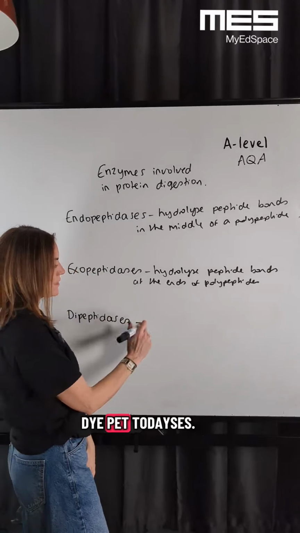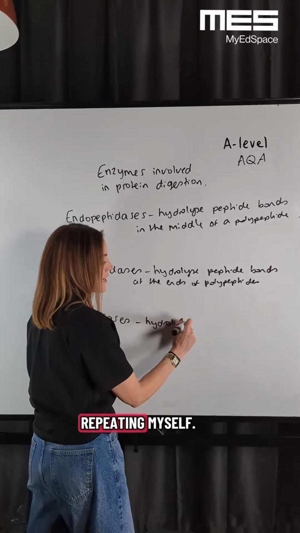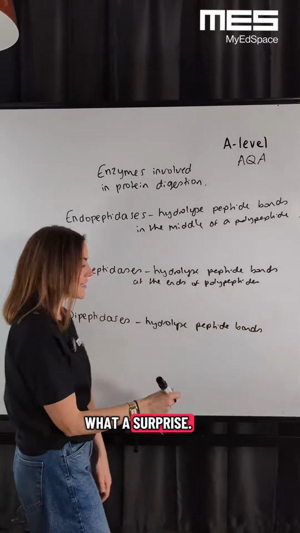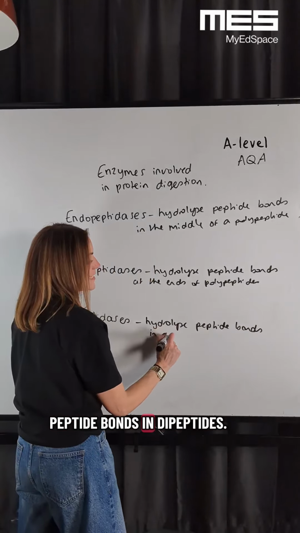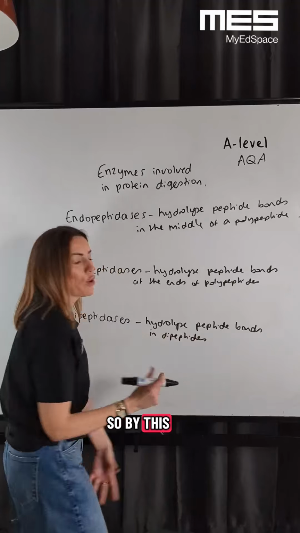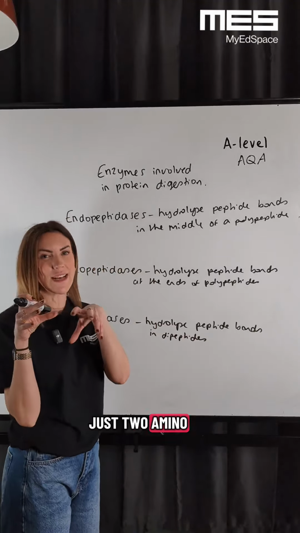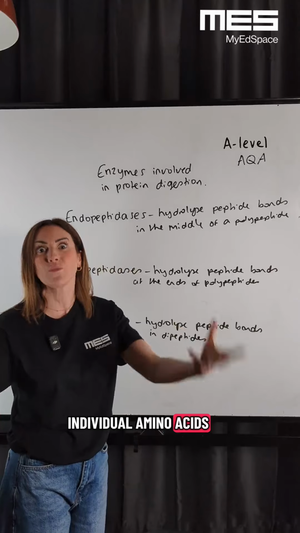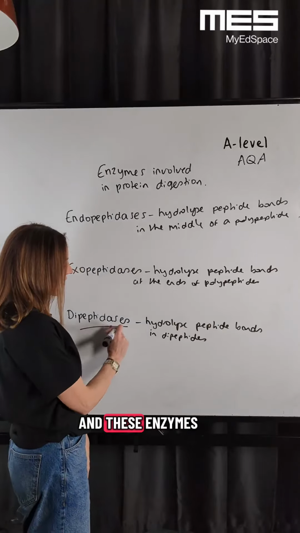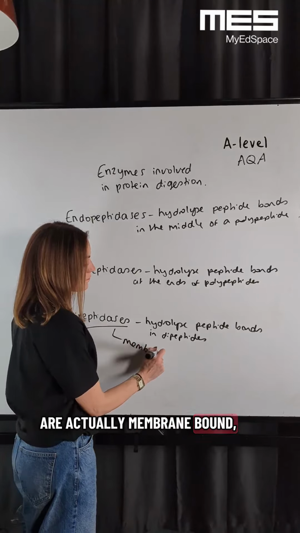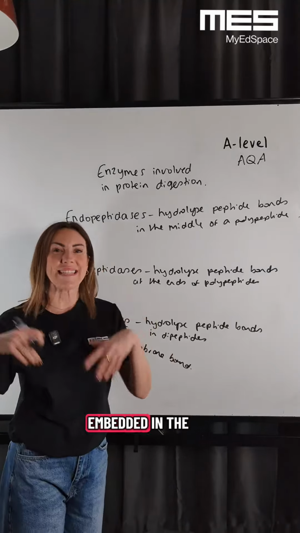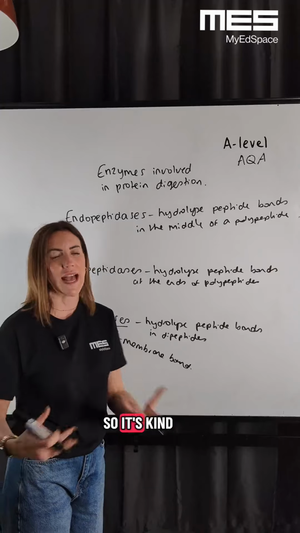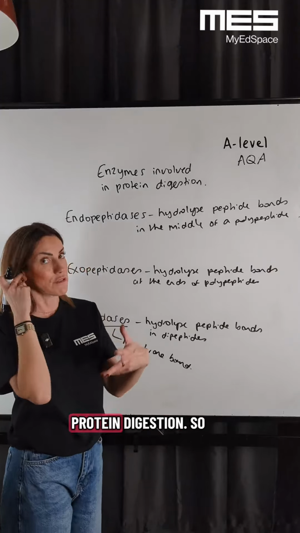Finally, we've got dipeptidases. Now, again, I feel like I'm repeating myself. They hydrolyze peptide bonds. What a surprise, but they hydrolyze peptide bonds in dipeptides. So by this point, you've just got dipeptides with just 2 amino acids left joined together. They hydrolyze those peptide bonds so you get individual amino acids which can then be absorbed. And these enzymes are actually membrane bound. So they're found embedded in the cell surface membranes of the epithelial cells that line your small intestine. So it's kind of the final stage of protein digestion.